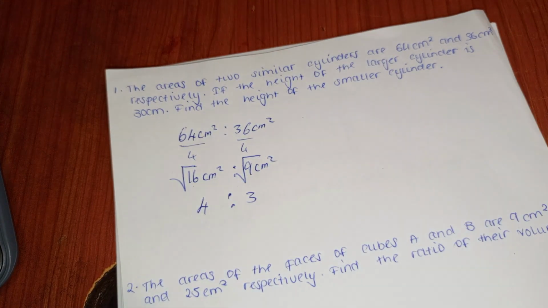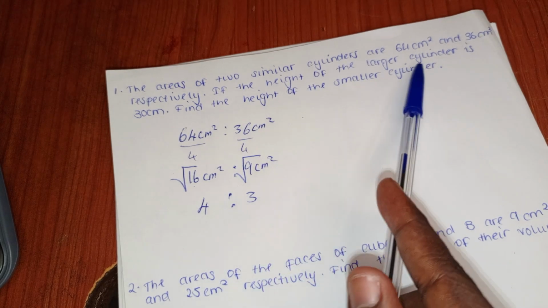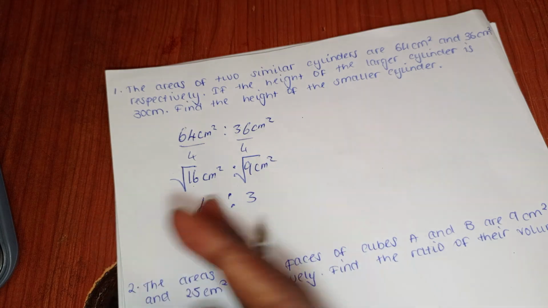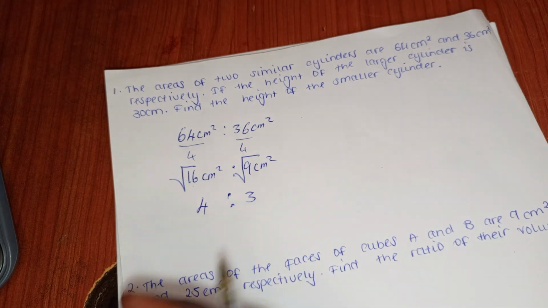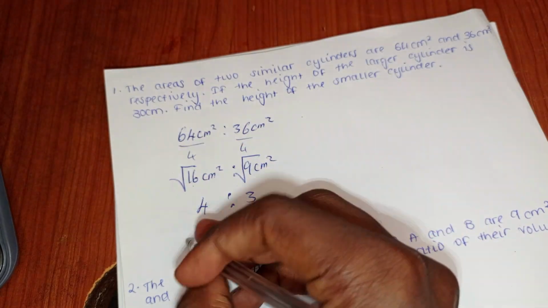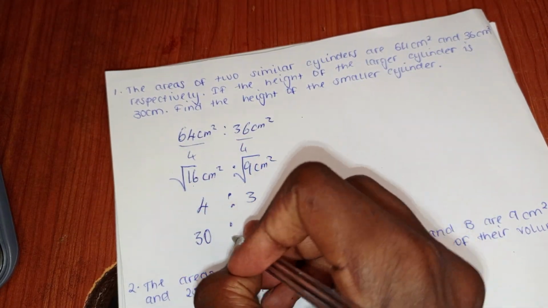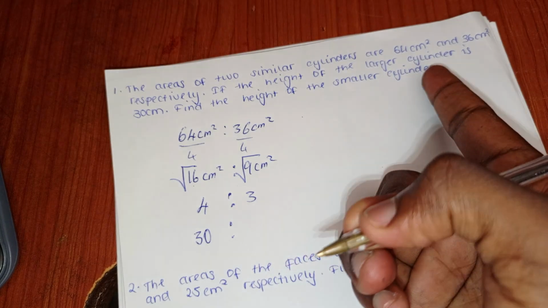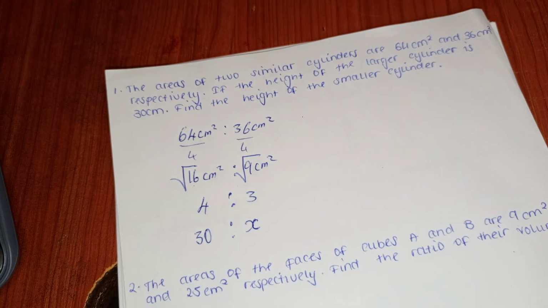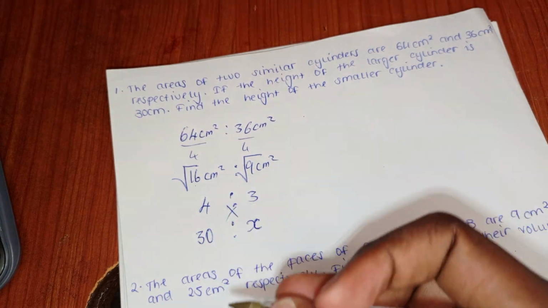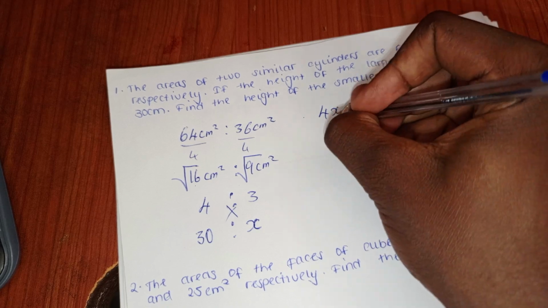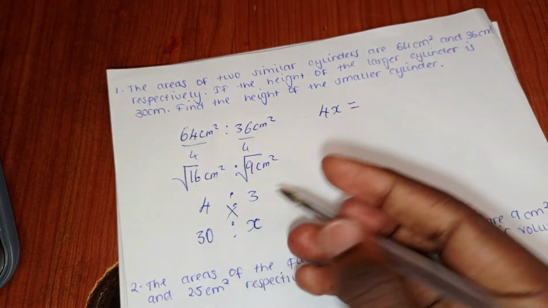So we've reduced now. And they've said the height of the larger cylinder is 30. As you can see now, you compare the two numbers. Which one is bigger between the two? It's the 4. So that's where 30 will fall as well. We need to find the height of the smaller cylinder. We don't know the height of the smaller cylinder, so that's x. Then you can cross multiply. So 4 times x, that's 4x, is equal to 30 times 3.